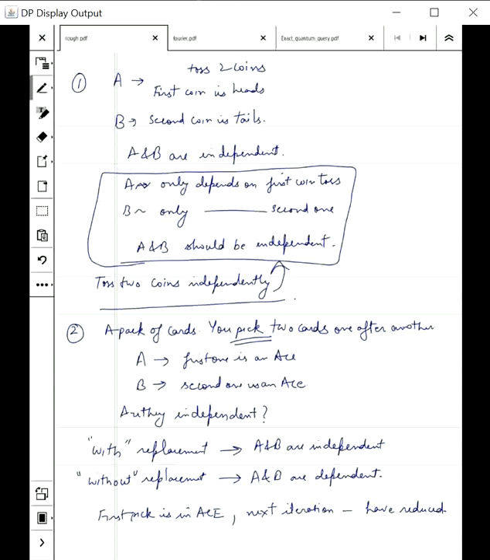The third example would be any sample space. Suppose A and B are disjoint events. Again, intuitively, once I know that A has happened, then the probability of B is 0. So probability of B given A is 0. Knowing A gives me complete control over B, so they cannot be independent. So these two events are dependent.